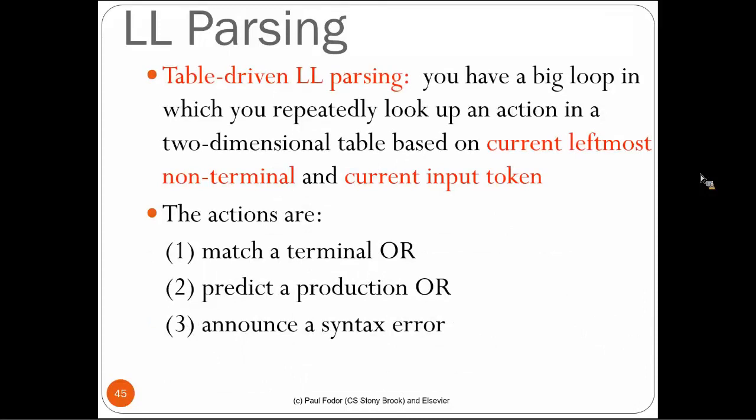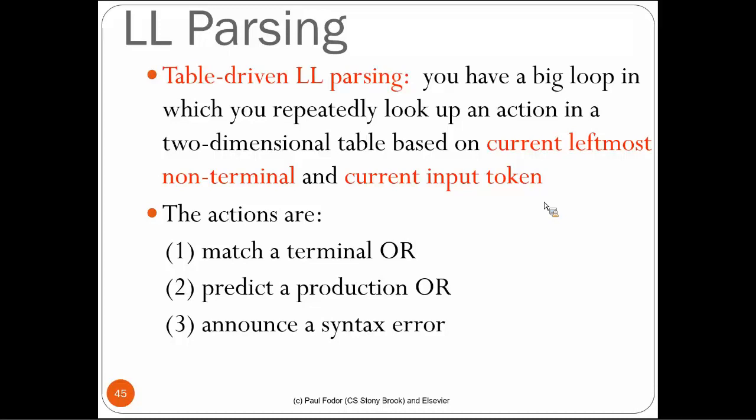LL parsing basically works by having a big loop which repeatedly looks up an action or a production in a two-dimensional table, where we have as the rows the current leftmost non-terminal, and as the columns the current input token. So at the beginning we have the start non-terminal, basically the root of our LL tree. And we also have the input stream. So we take the first token that we get in the input stream, we take the non-terminal, and we want to basically match a terminal.